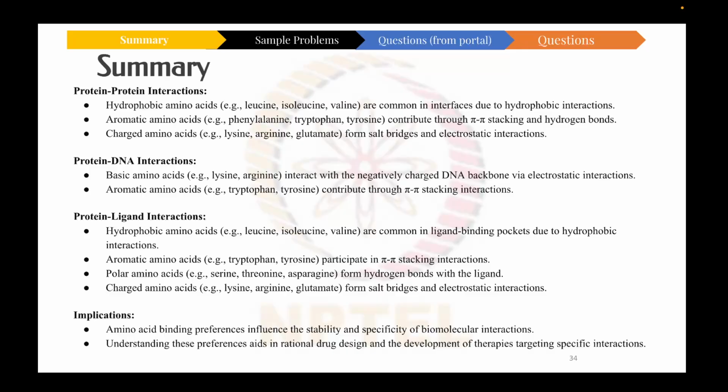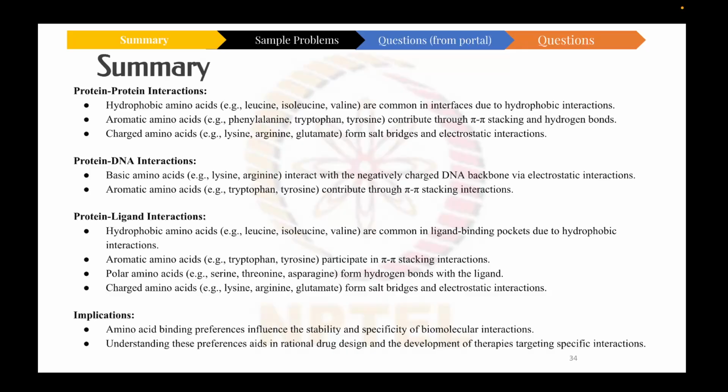Then we have protein-DNA interactions. Basic amino acids are commonly found in DNA binding proteins due to their ability to form electrostatic interactions with the negatively charged phosphate backbone of DNA, facilitating protein-DNA recognition and binding.